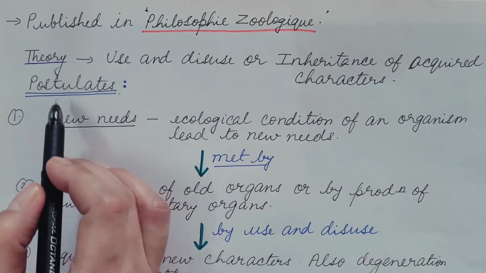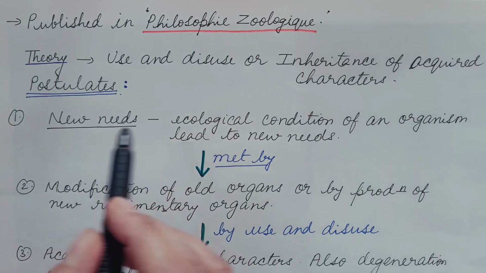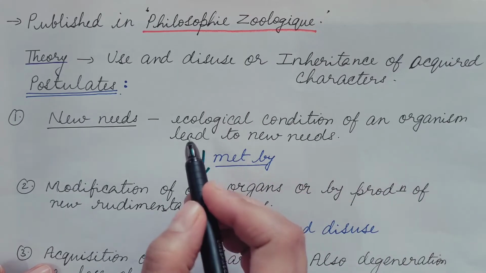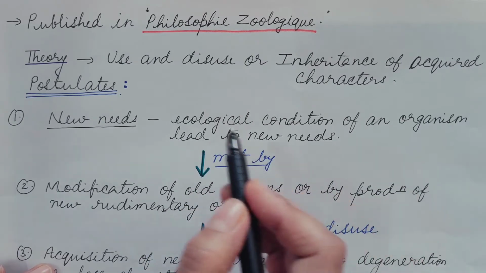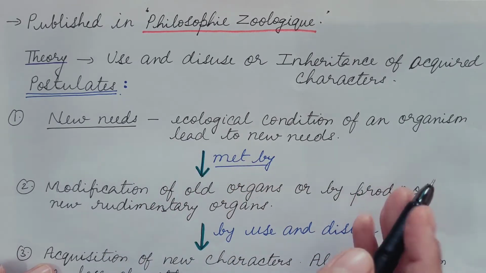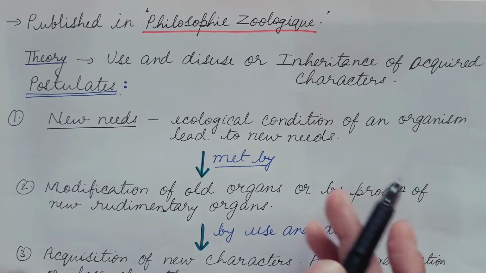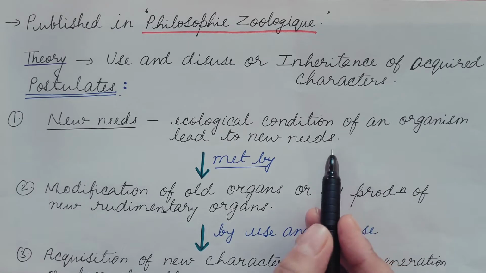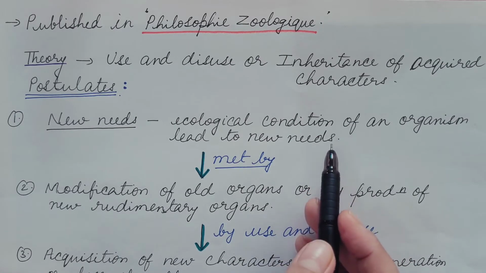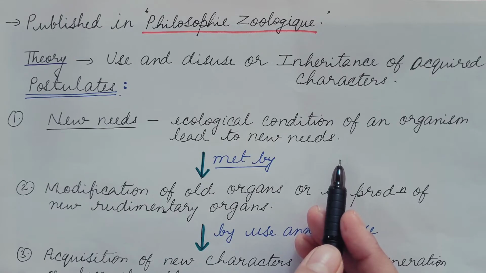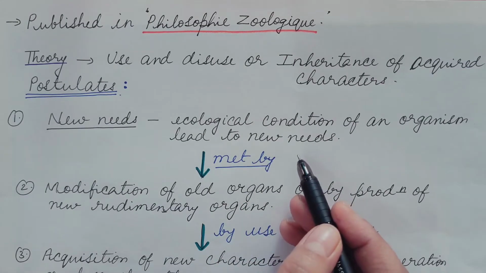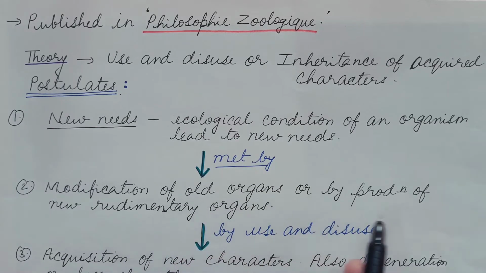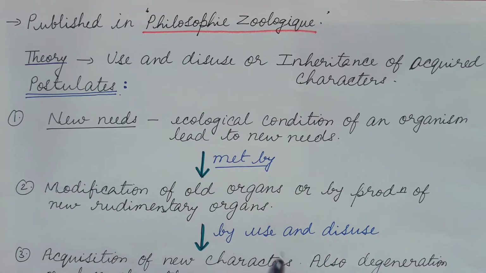Let us see the postulates of this theory. First is new needs. Ecological condition of an organism leads to new needs. So we know that organisms live in a certain environment and each environment has certain ecological conditions, and in order to live in these ecological conditions, there are certain requirements or needs, and these needs are met by modification of old organs or by the production of new rudimentary organs.